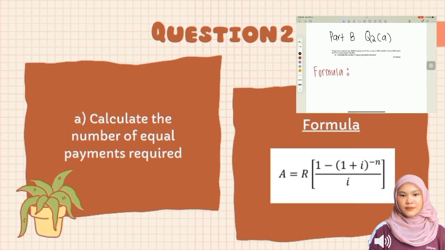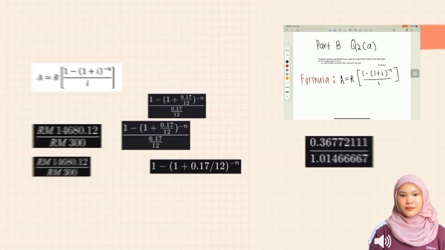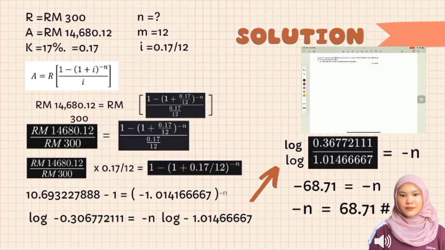So, the formula for this question is A equal R, open bracket, 1 minus bracket, 1 plus I, bracket, power of negative n, over I, close bracket. So that is the formula for this question. To solve this question, we must find the information first.